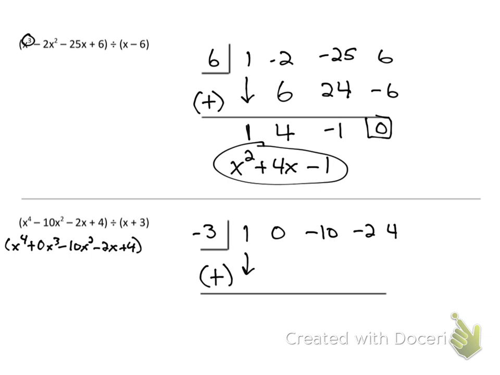So, bring down the 1. Negative 3 times 1 is negative 3. 0 plus negative 3 is negative 3. What do I do next? Multiply negative 3 by negative 3. Good. That gives me a positive 9. Negative 10 plus 9 is negative 1. Negative 3 times negative 1 is 3. Negative 2 plus 3 gives me 1. Negative 3 times 1 is negative 3. That gives me a remainder of 1 here.